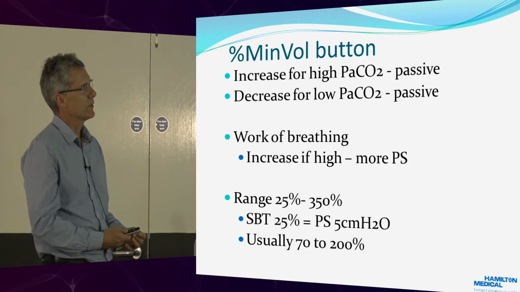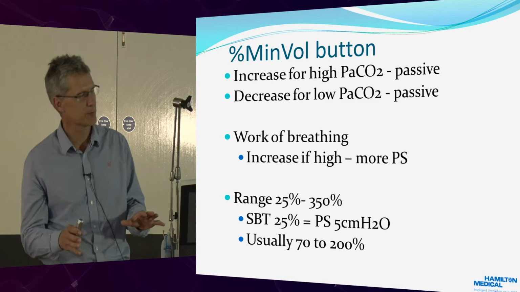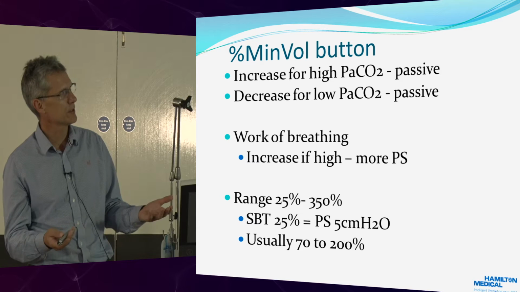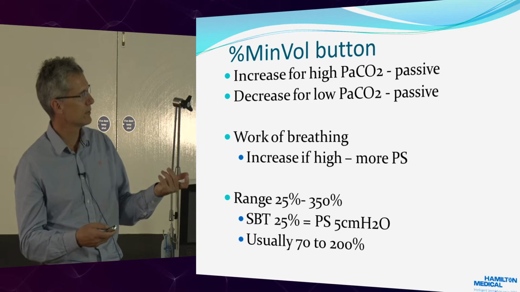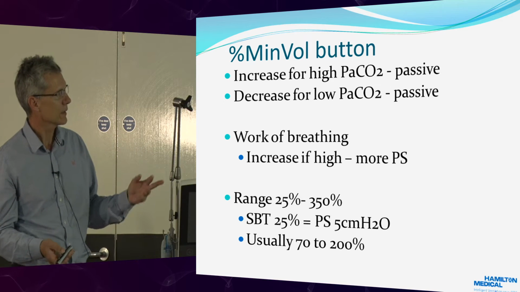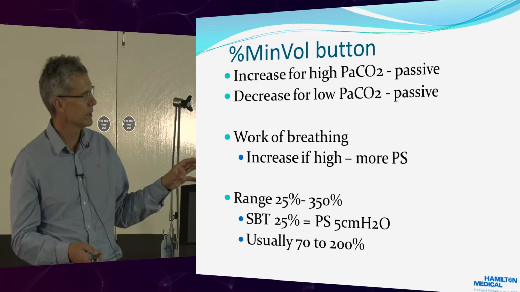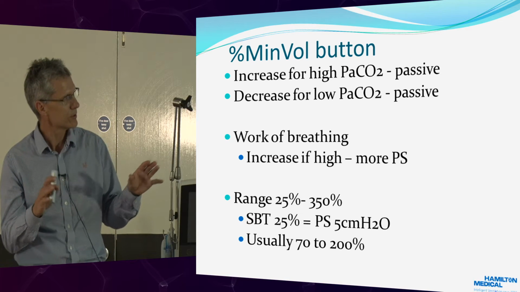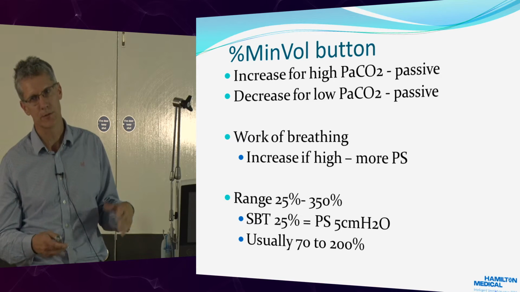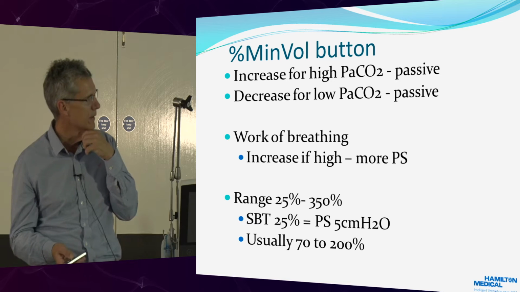So, percentage minute volume button. In the passive patient, so the paralysed patient, or fully sedated, not interacting with the ventilator at all, if the CO2 is high, you just increase the minute volume. If it's low, you decrease it. If the patient has a very high work of breathing, so the minute volume is perhaps 2 to 3 times their resting rate, we will increase the percentage minute volume. This gives them more pressure support. And I'll show you this in my demonstration this afternoon.